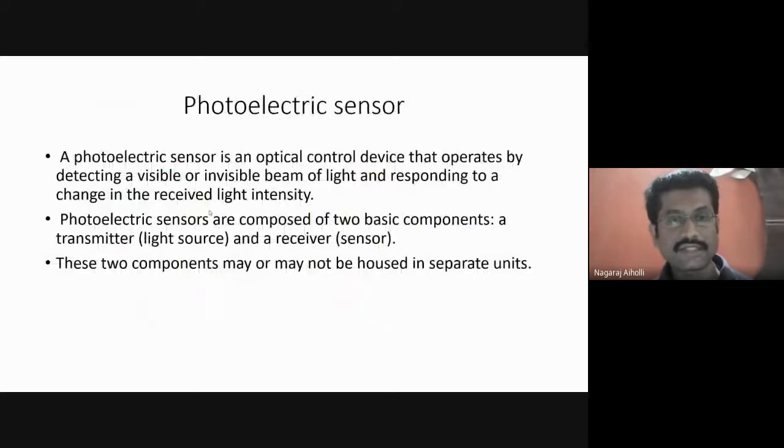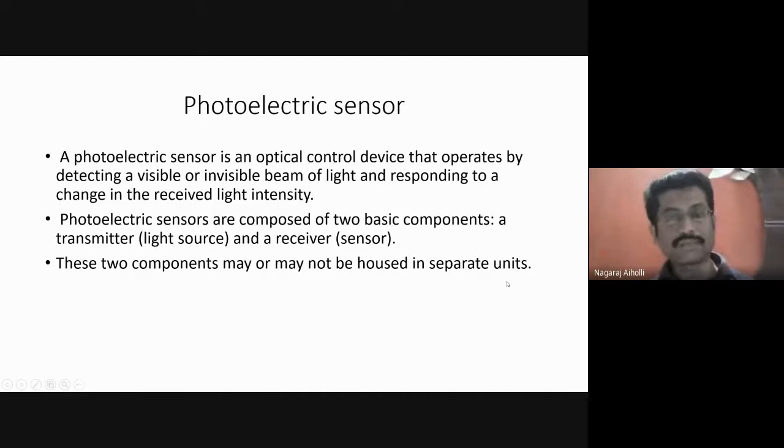A photoelectric sensor is an optical control device that operates by detecting a visible or invisible beam of light and responding to a change in the received light intensity. It responds to change in intensity of the light energy. Photoelectric sensors are composed of two basic components, the transmitter portion and the receiver portion. The transmitter portion is the light source or the LED, light emitting diode, which will emit the light energy, and the receiver portion is the sensor. These two components may or may not be housed in separate units.